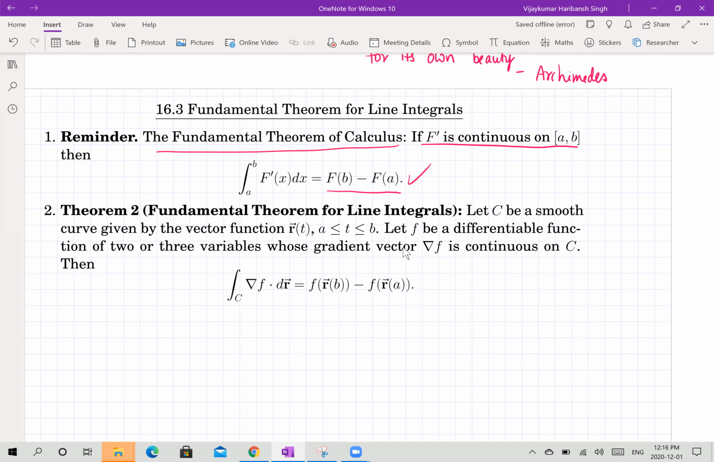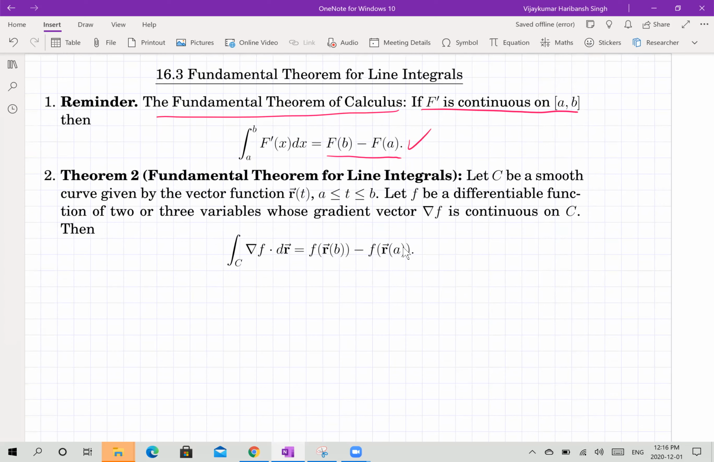Now we want to generalize this result to line integrals. If you see any integral, the first thing that makes sense to ask is: is there a fundamental theorem associated with it? The fundamental theorem for the line integral goes as follows. Let C be a smooth curve given by the vector function r of t. This is a parameterization for your smooth curve C. Let f be a differentiable function of 2 or 3 variables. Let grad f be continuous on C.